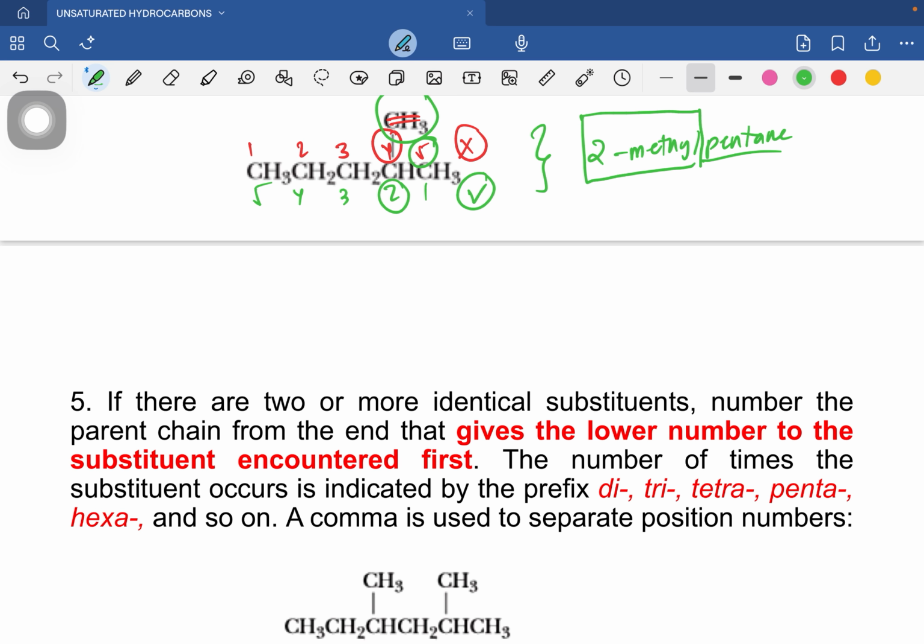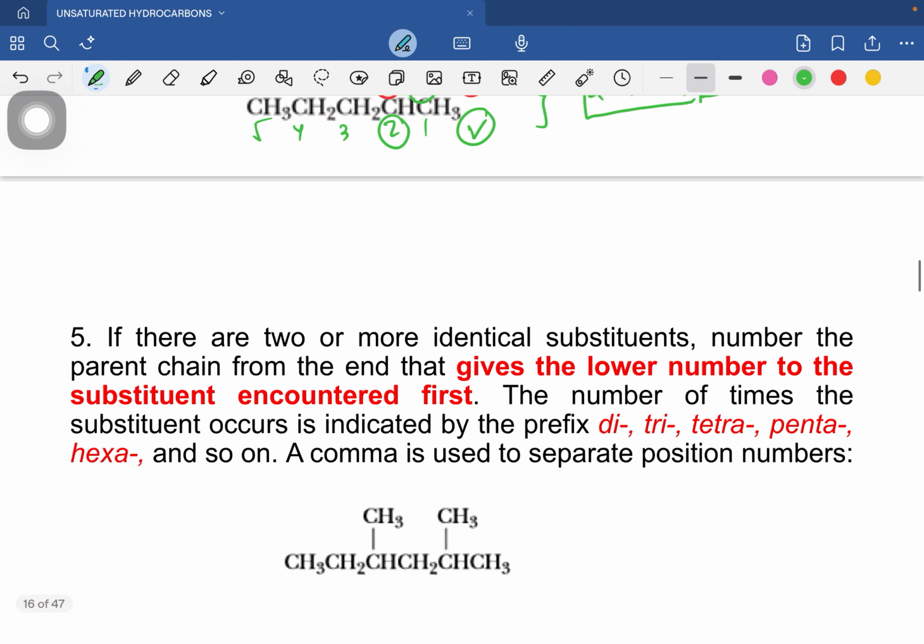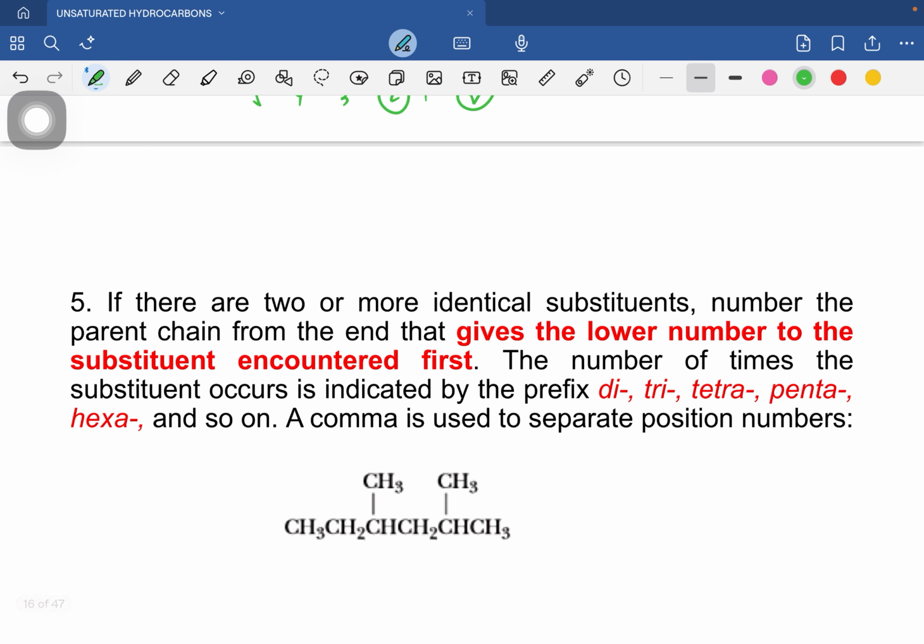We also have our last rule, or hindi pa. But rule number 5 po. So for rule number 5, if there are 2 or more identical substituents, take note guys, identical substituents, number the parent chain from the end that gives the lower number to the substituent encountered first. And another rule guys, the number of times the substituent occurs is indicated by the prefixes na di, tri, tetra, penta, hexa, and so on and so forth.